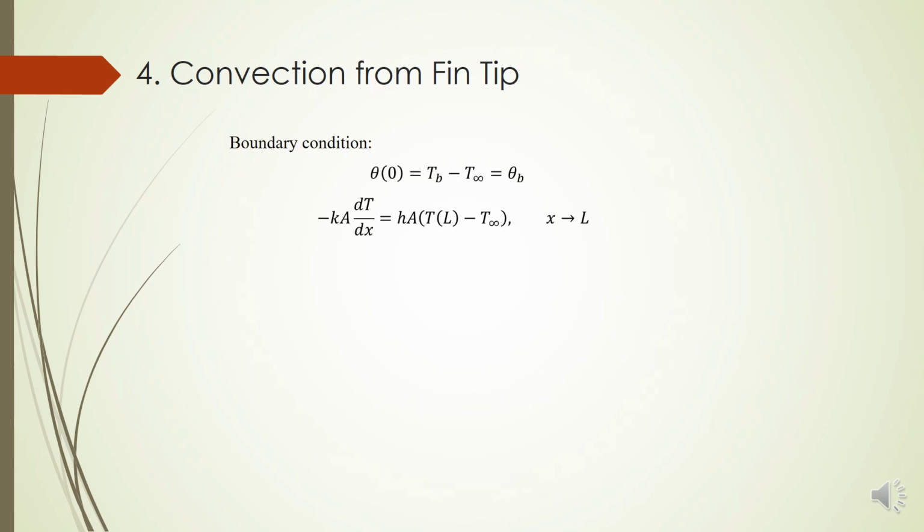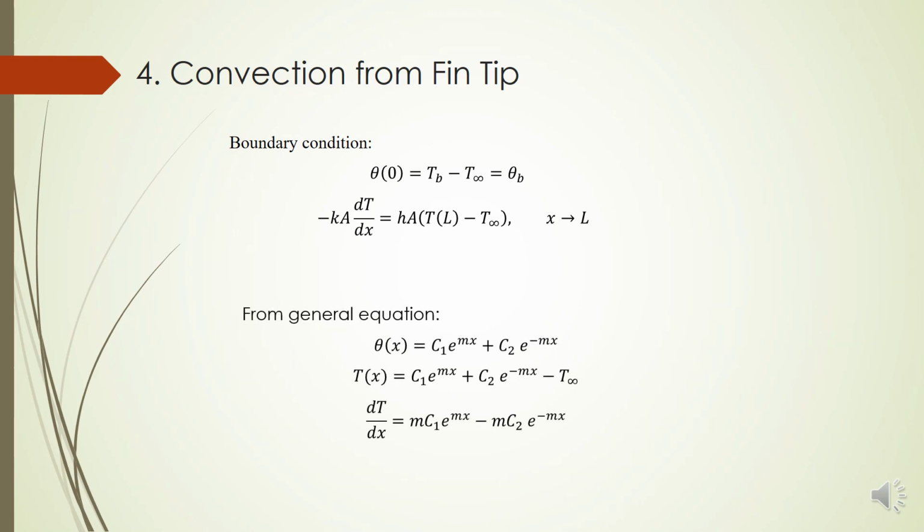Finally, convection from the fin tip. Its boundary condition is theta 0 equal to Tb minus T infinity equal to theta b, and negative Ka times dT over ds equal to Ha times the bracket TL minus T infinity, with the condition s tends to L. From the general equation, it is rearranged in terms of Ts. Then the expression is differentiated so that it can be used in the second boundary condition.